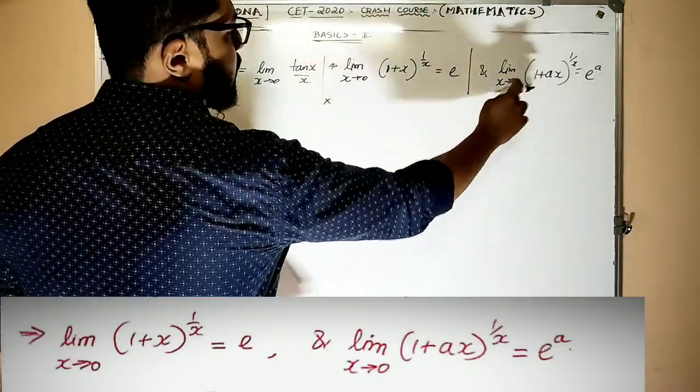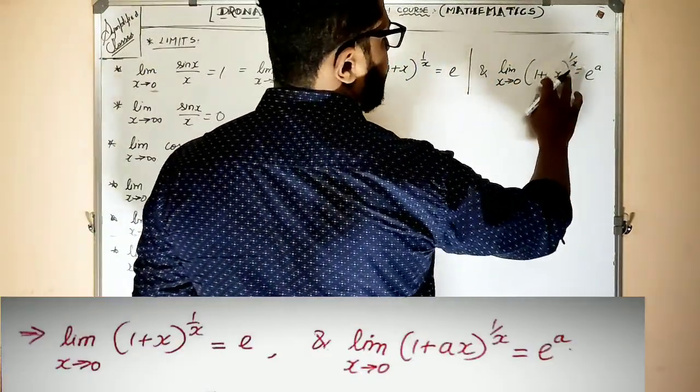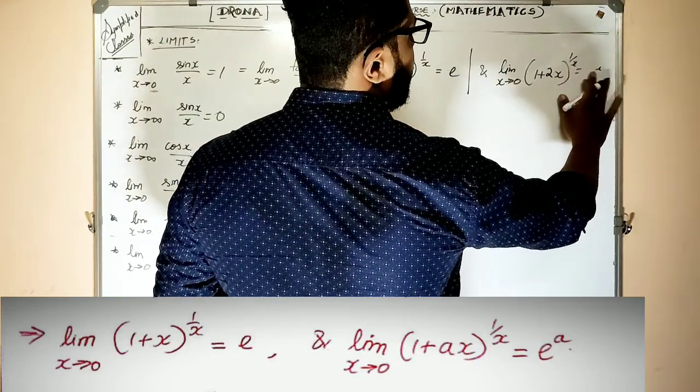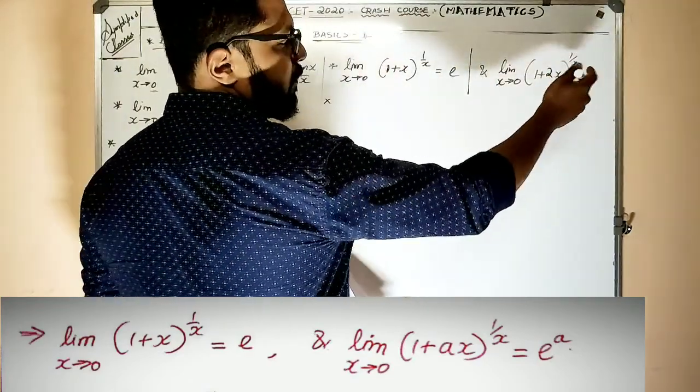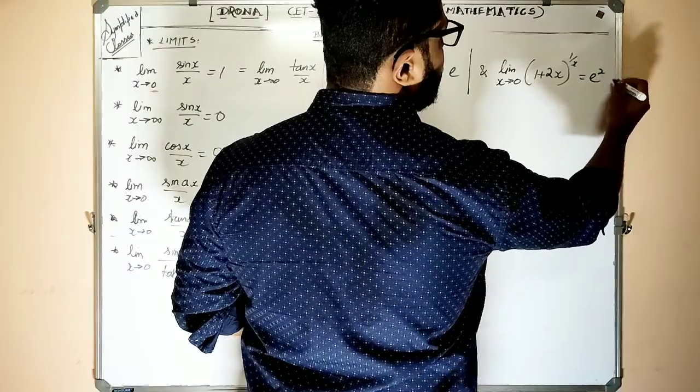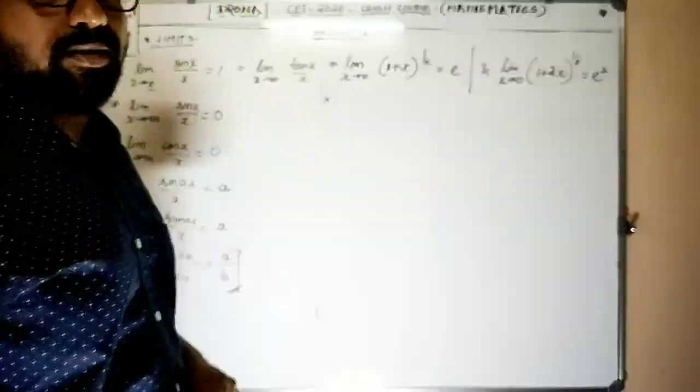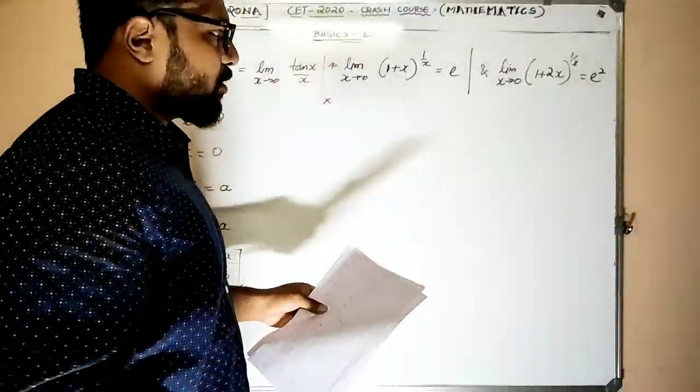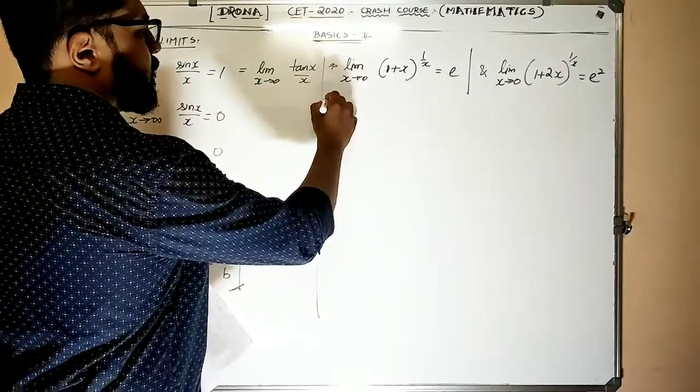So you can expect this as a question. Imagine the a would be something like 2, and they have not given you this one. What is the value for this? You can simply write it as e to the power of 2. You're done with your answer. That's how the exam question papers can be formed.